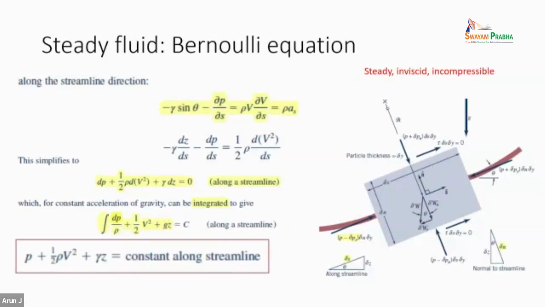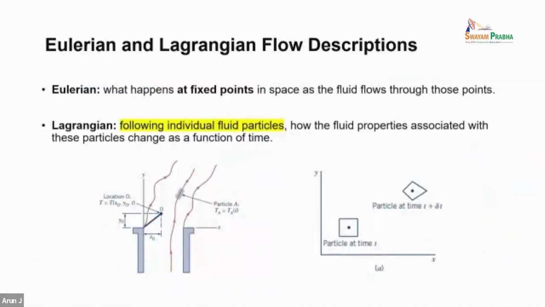So generally you write p plus 1/2 rho v squared plus rho g z equals a constant. The physics behind that is that you use Newton's law on this particle of fluid. The important thing is that this needs to follow the streamline. This only holds along the streamline, and it is for steady flow and inviscid flow.